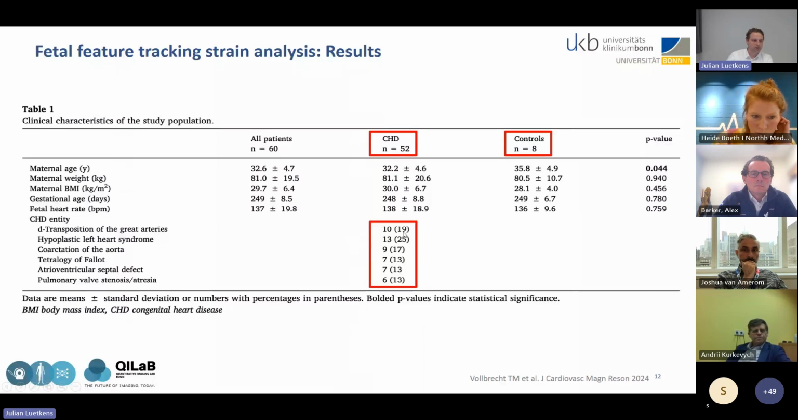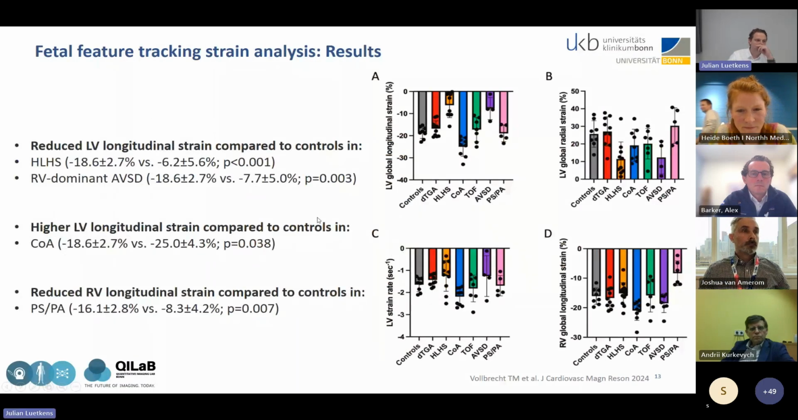As you can see over here, we had 6 groups available, which ranged from DTGA to pulmonary valve stenosis and atresia. And gestational age in our group was around 250 days, which is around 34-35 weeks. So what are the results?